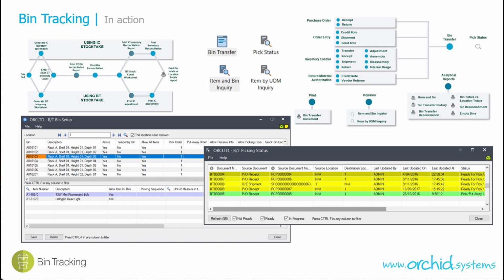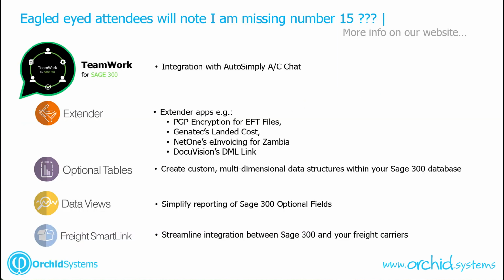The bin transfer is created automatically in the source document IC, OE, and PO is posted, for example, the sales order shipment or the purchase order receipt or an IC transfer, and then the bins can be completed. Your active bin transfers show on the bin picking status screen, so you know what work is in progress during the day.